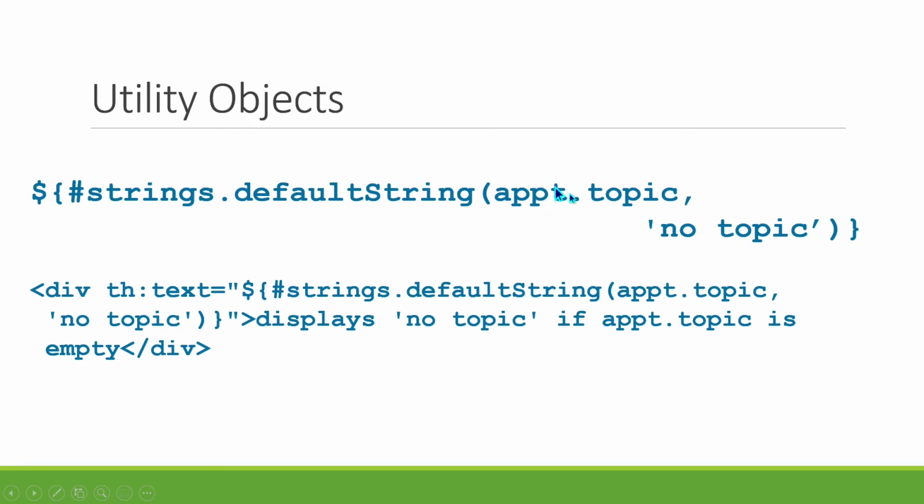It's really neat. So what this will do, I think this is from the appointments exercise, the student appointments. So appointment.topic. If that's empty or null, it will display no topic instead. Otherwise, it'll display whatever is in appointment.topic. So I could use that again in a div, a span, a paragraph, whatever. Text equals. So display either appointment.topic, or if appointment.topic is null, it'll display the string literal, no topic.